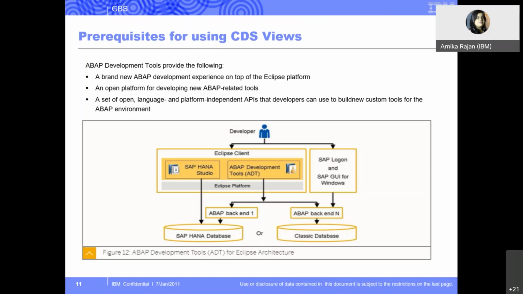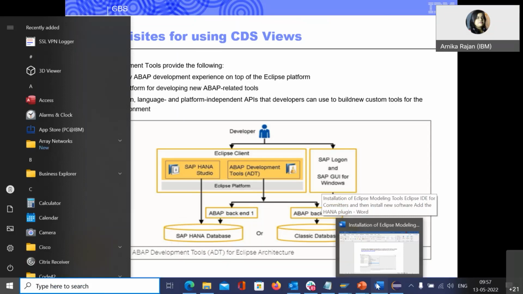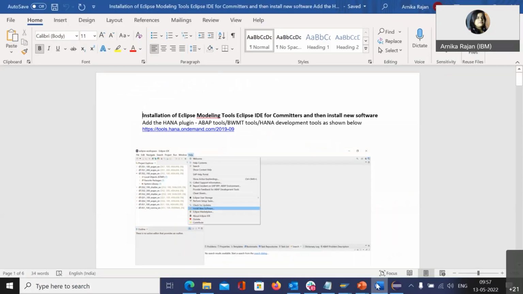Let me just go to this one. Yeah, so I have kept a screenshot from my Eclipse. You have Eclipse installed in your system, right? So you can go here and check in Help, you have Install New Software. You have to go there and click install. Anika, can you zoom it a bit?